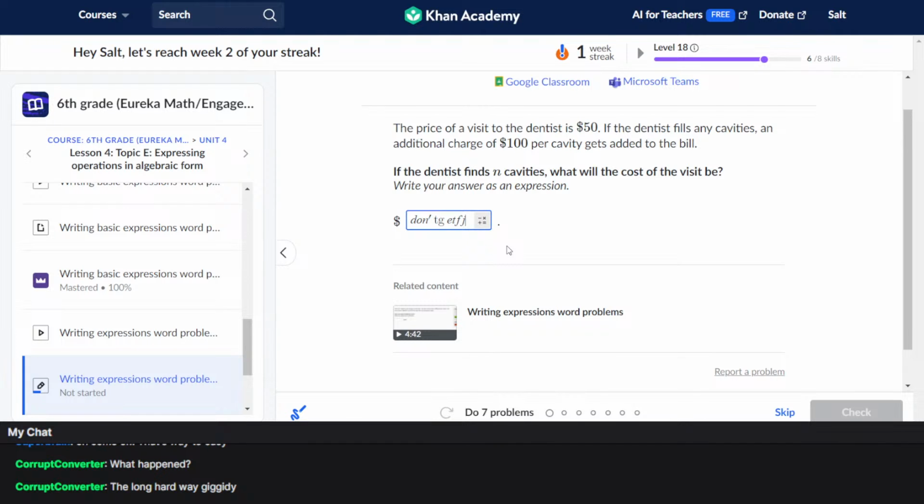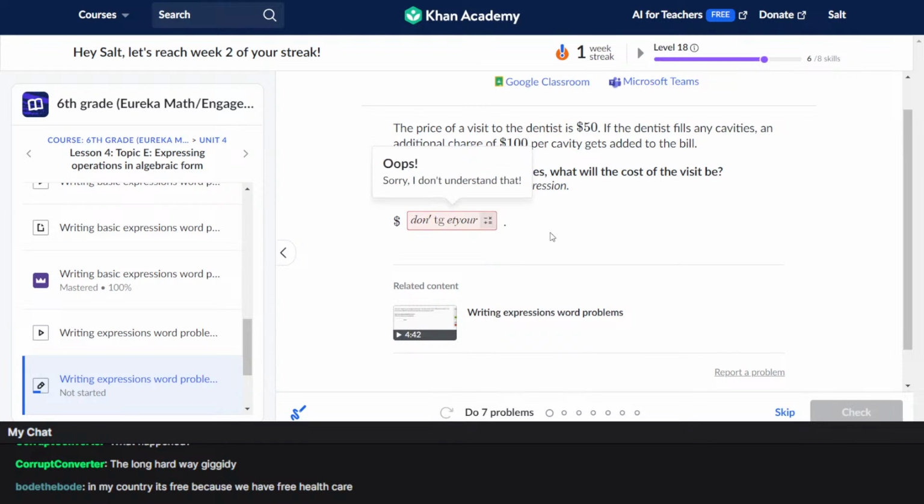Oh wait, I can't even... Oh, I can't even write. Like it won't even let me put a space. Don't. And then the E's all messed up for some reason. Isn't that weird?